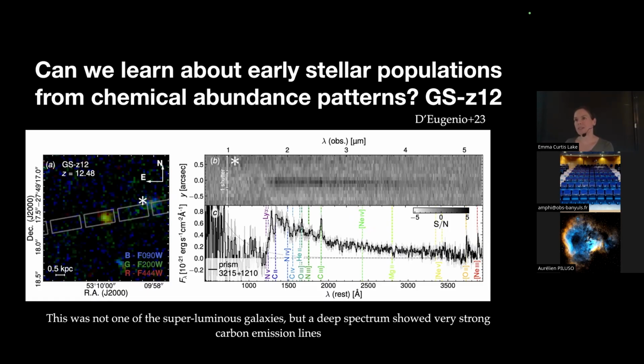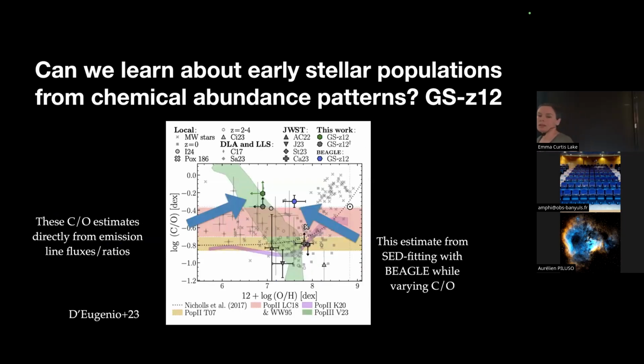There's something really interesting coming out from these spectra as well. You saw some of them had really strong emission lines. This guy actually is not one of the superluminous ones, but does show strong carbon lines. This one here, the peaky one, is C3. If we put this as carbon versus oxygen, we've inferred this both from SED fitting and from different estimates. And it looks to be supersolar carbon over oxygen.